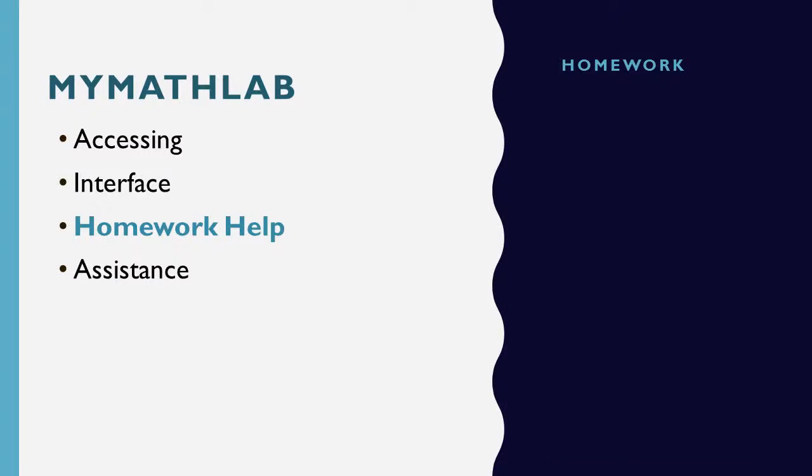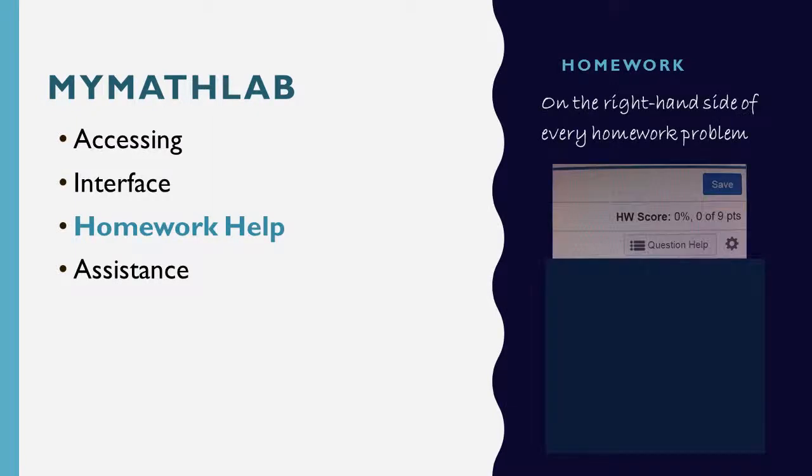Okay, now we're into homework help. On the right-hand side of every homework problem, you're going to see this little icon that says Question Help. I apologize for the odd quality of that particular image. Currently my screen capture is being fussy about getting an image of that, because you have to mouse over Question Help for all the other options to pop up. So I just took a picture with my phone. It's a little grainy, but it will do what we need.